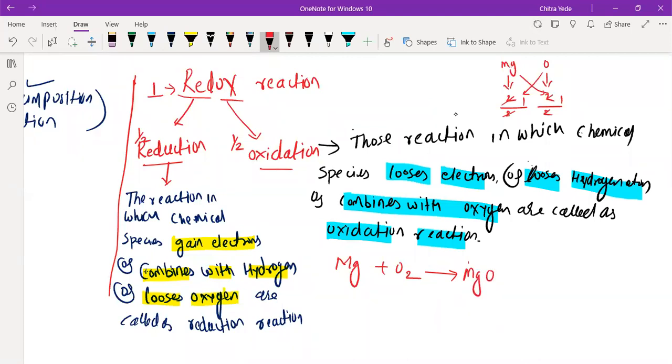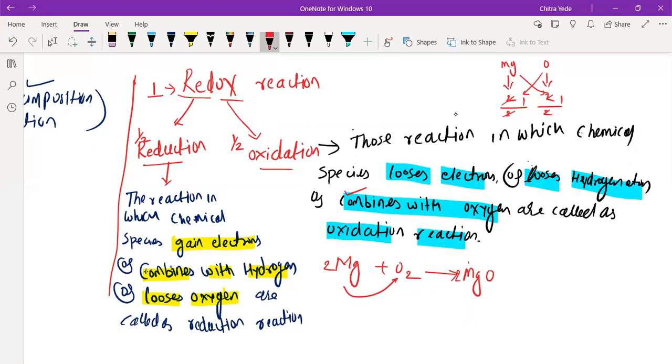MgO. So in order to balance, here we have 2 oxygen, so here we have to multiply by 2 and here also by 2. So see here what happens, magnesium combines with oxygen. So here this condition will get fulfilled, combines with oxygen. So it is oxidation reaction.